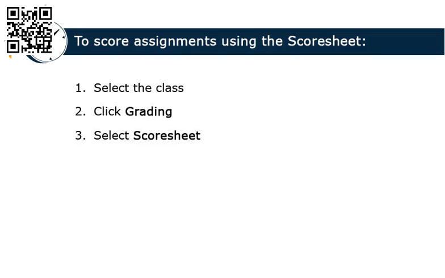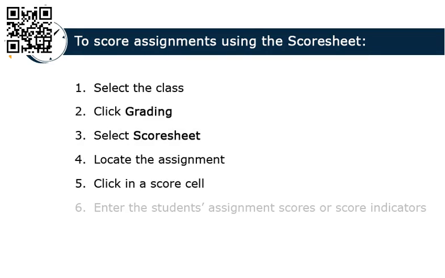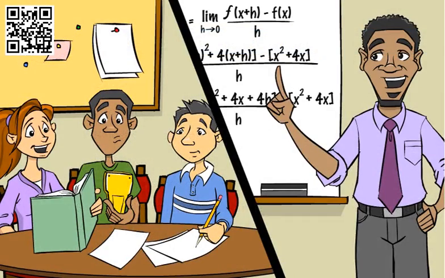Remember, to score assignments from the score sheet, first select the class. Then click Grading and select Scoresheet. Locate the assignment you want to score and click in one of the score cells. Enter the assignment scores or score indicators for each student. Then click Save. That didn't take long at all. Now you can get back to teaching and your students can get back to learning.